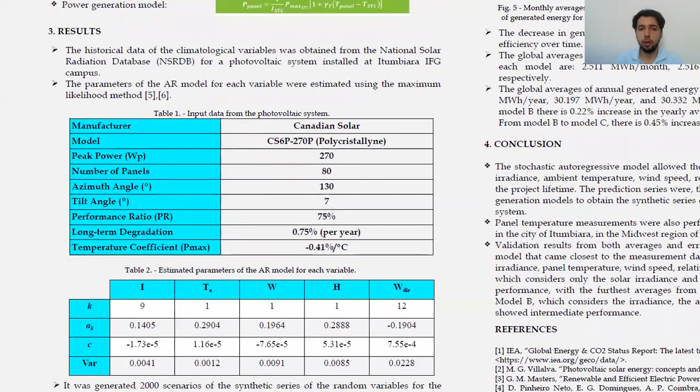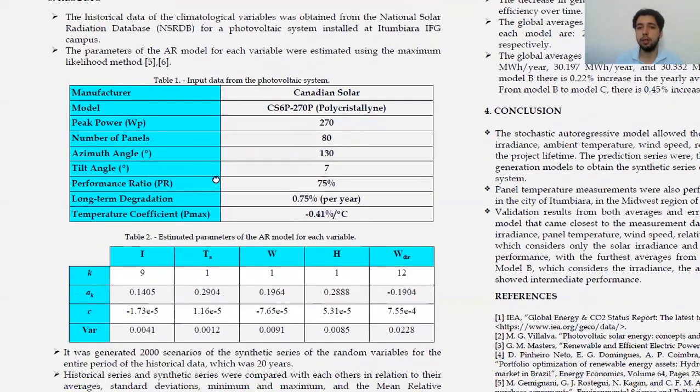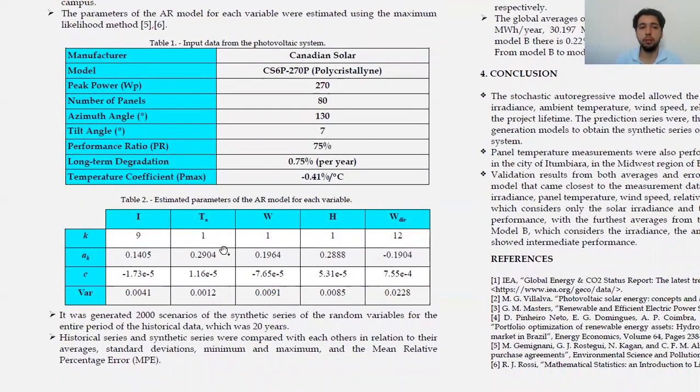Historical data of solar irradiance, ambient temperature, wind speed, humidity, and wind direction was obtained from the National Solar Radiation Database for a photovoltaic system installed at Itumbiara IFG campus. In Table 1, we have input data from the photovoltaic system. Table 2 presents the estimated parameters of the AR model for each variable. AR parameters were estimated using the maximum likelihood method.